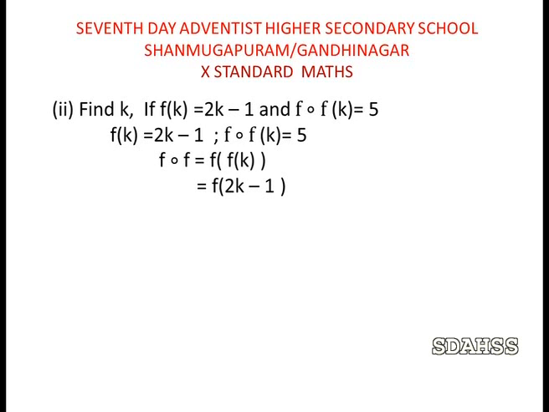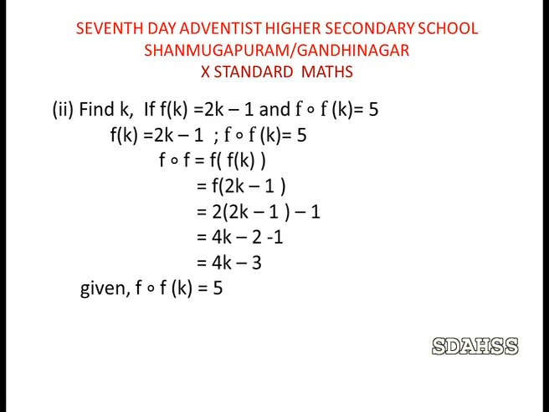Now substitute f of k is equal to 2k minus 1. Then you have f of 2k minus 1. In the function f of k, you have to replace k with 2k minus 1. Then you have 2 into 2k minus 1 minus 1. Multiply the 2 inside the bracket. So you have 4k minus 2 minus 1, which is equal to 4k minus 3.